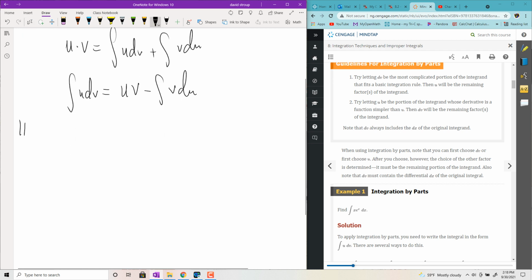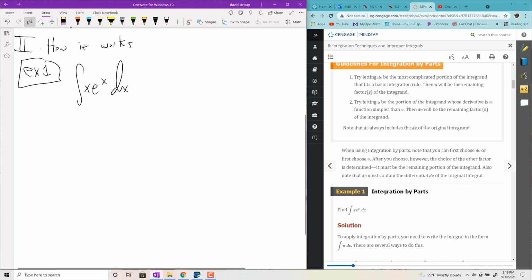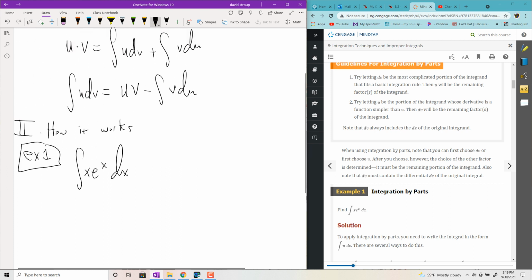All right, so this is section 2, pretty much how it works. We want to do example 1, and we're looking at the integral of x e to the x dx. I want to figure out what is my u and what is my dv. Usually they do a little table. So u, I'll let be x, and my dv will be the e to the x dx.